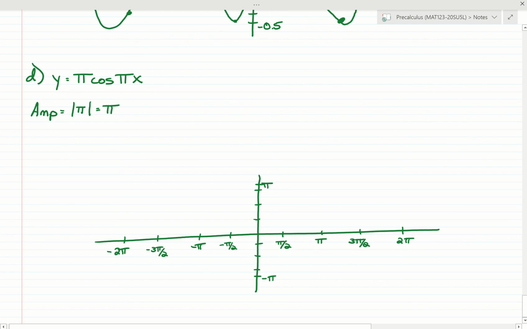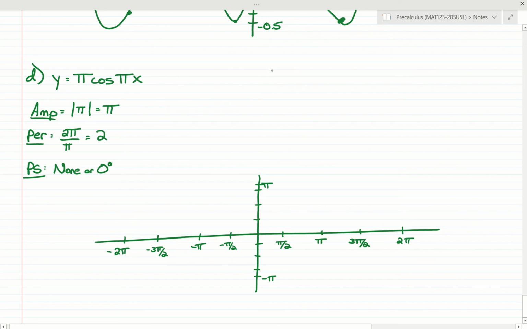And we'll try the period. The way we get the period is we take the normal period, which is 2 pi, and we divide it by the number in front of x. So this is going to repeat every 2 radians, and there's no phase shift. So we could just say none or 0 degrees.